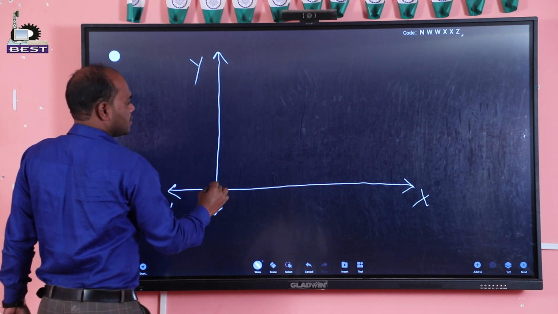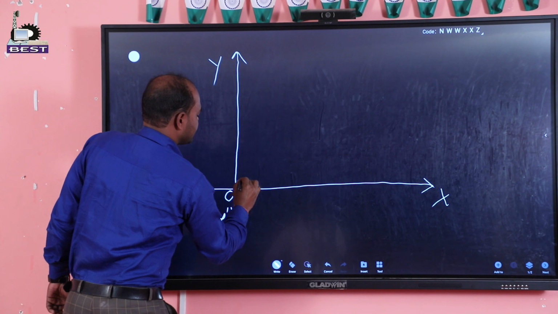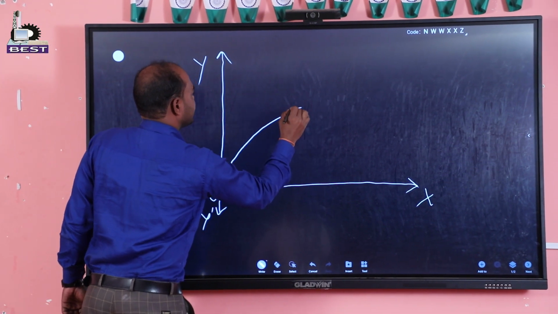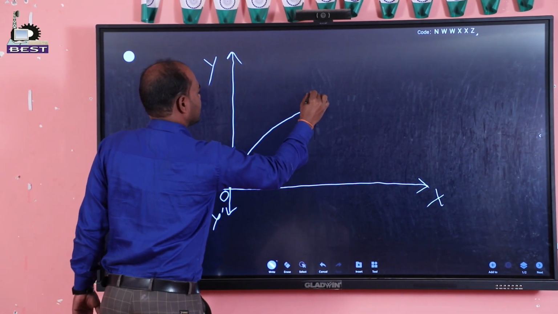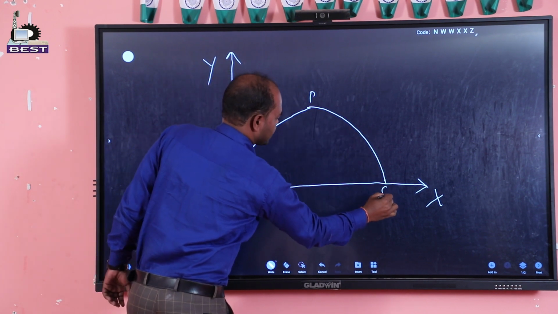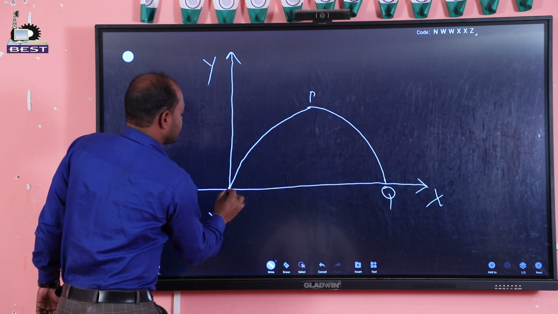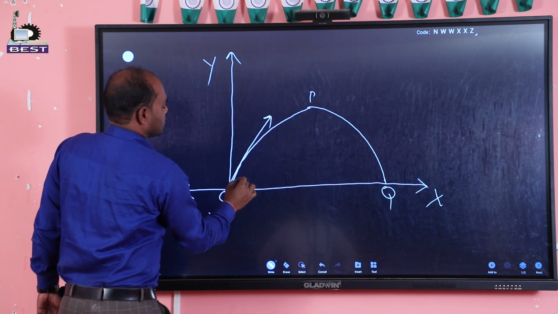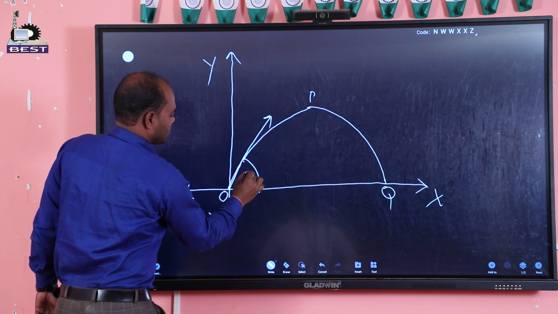This is the origin. A body is fired from the origin, reaches the highest point P, then falls back to the same level of projection, that is Q, with velocity u, with an angle theta with the horizontal.